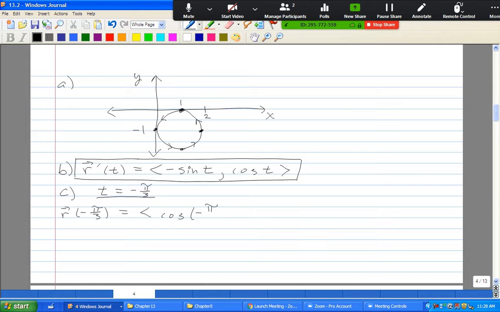Plus 1 sine negative pi over 3 minus 1. So this is equal to 1/2 plus 1 and negative rad 3 over 2 minus 1. And so this is 3/2, negative rad 3 over 2 minus 1. I guess I'll just leave it like that.